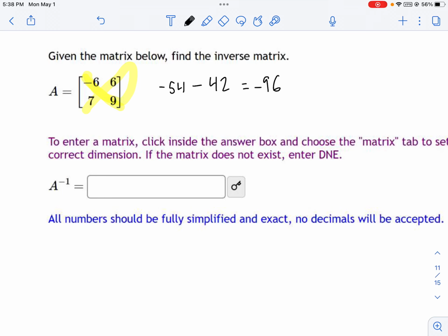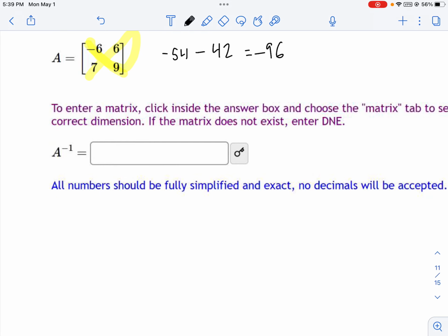Now, how does the determinant tell us whether the inverse exists or not? Well, you look at the determinant and ask what the value is. Is it 0 or not 0? It is not 0. Negative 96 is not 0, and thus the inverse exists for this matrix. If your determinant equals 0, the inverse does not exist, and you would just put DNE. If instead of negative 96 we had 0, the inverse doesn't exist. But we don't have a 0 determinant, which means the inverse exists.